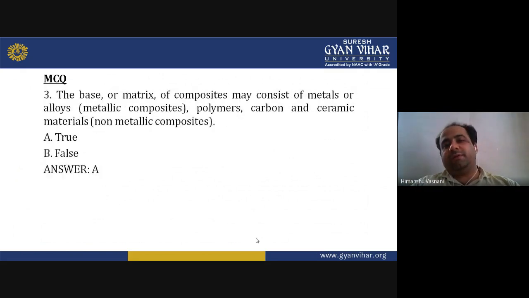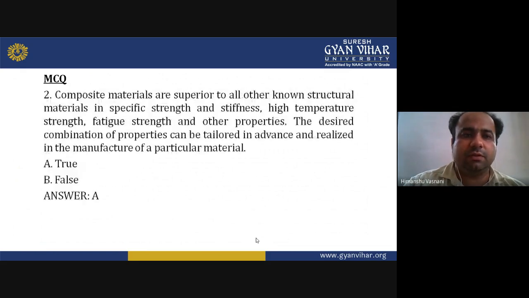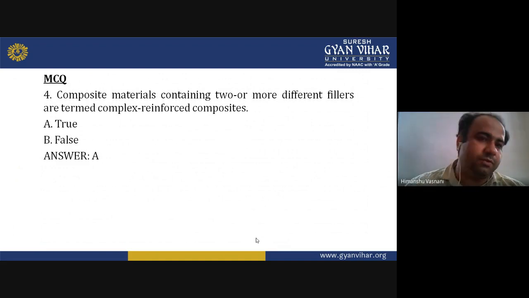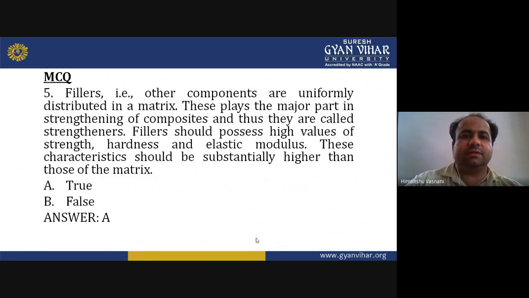The base or the matrix of composites may consist of metals or alloys, polymers, carbon, and ceramic materials. So I think it's true. The answer is true in this case. A is the answer. Now, the composite materials containing two or more different fillers are termed as complex reinforced composites. So it's true. A is the answer.